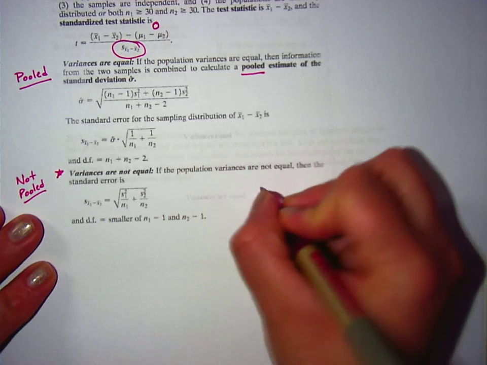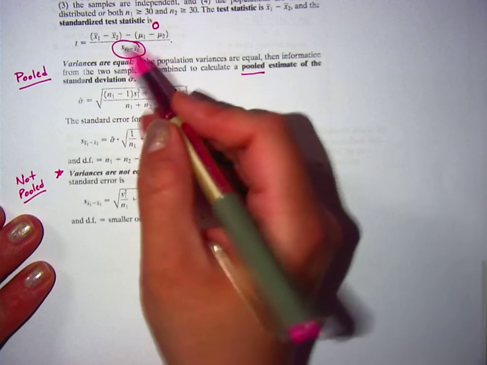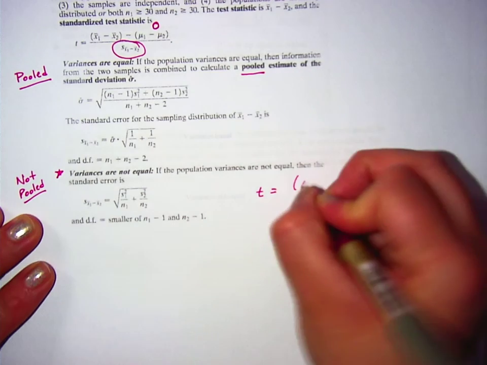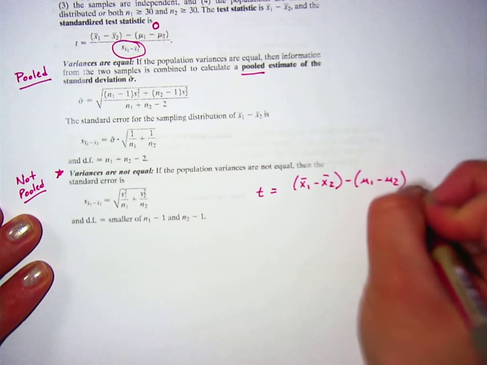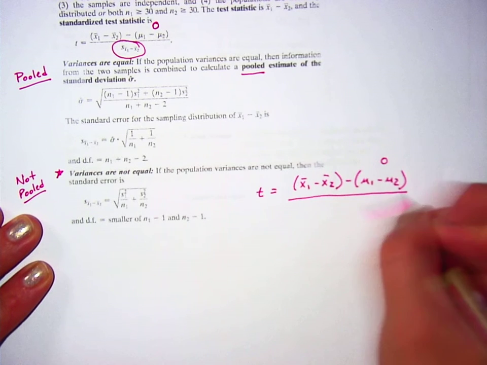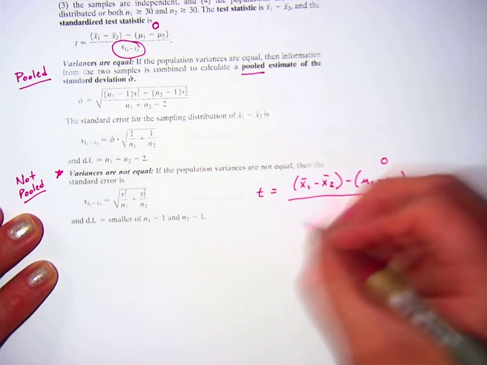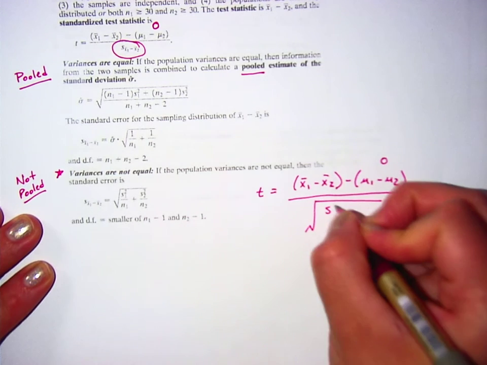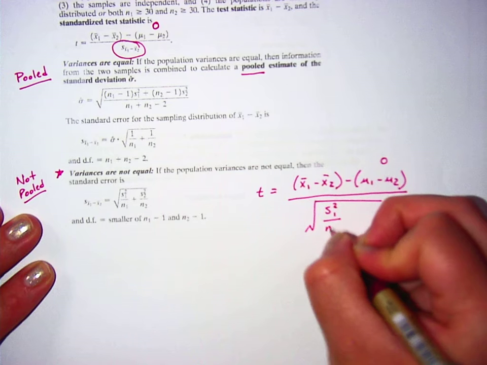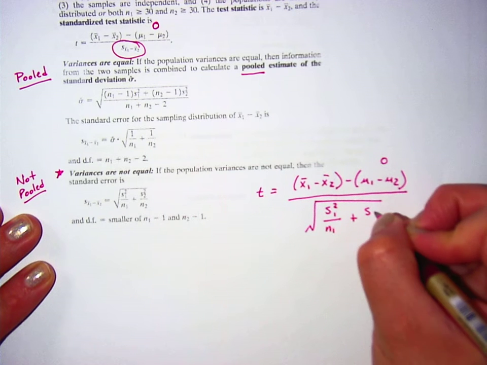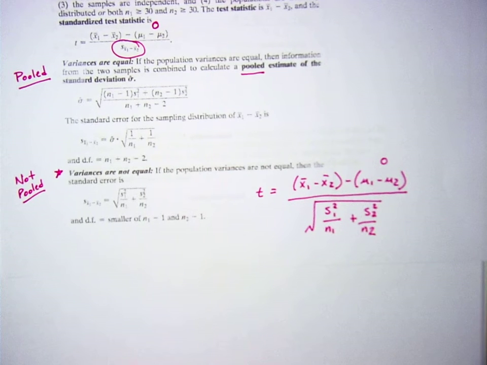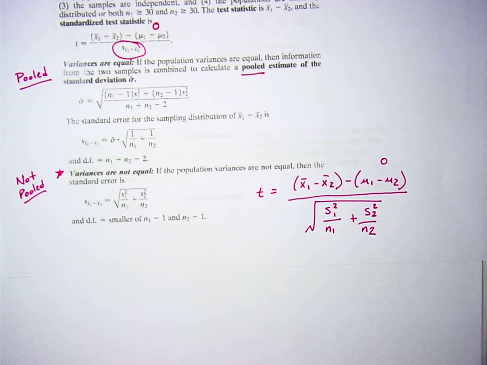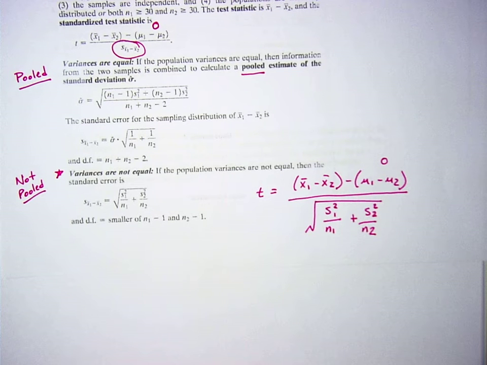So I'm going to rewrite this equation right over here. So t equals, I'm going to keep the top. This is x bar 1 minus x bar 2, minus mu 1 minus mu 2. Remember, mu 1 minus mu 2 is essentially 0. And then on the bottom goes this mess right here, which is the square root of the first standard deviation squared divided by its sample size plus the second standard deviation squared divided by its sample size. So that's the actual equation you'll be using, very similar to yesterday, except for s's in place of sigma. But tomorrow it won't be so pretty. It's going to be nice and gross.